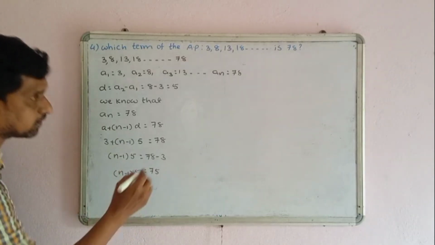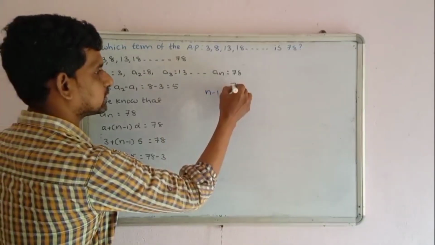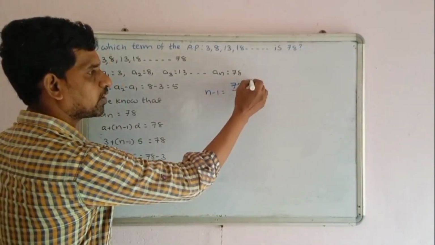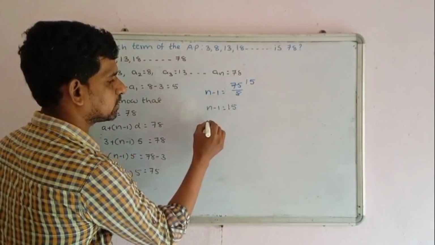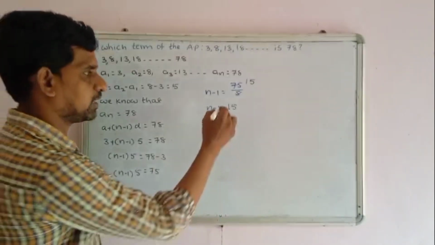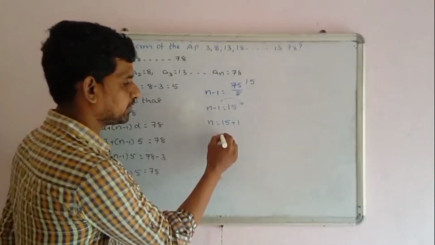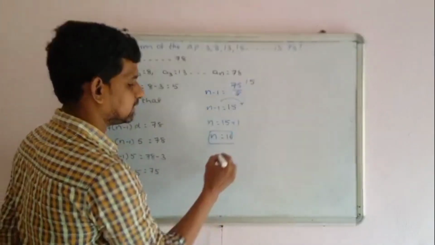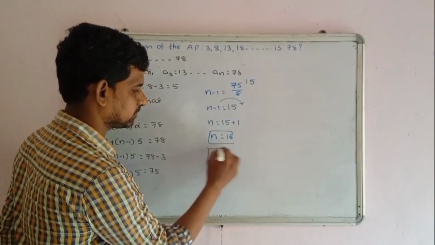So n minus 1 equals, 5 transpose to the right side, 75 by 5. 5 ones are 5, 5 5s are 25. So n minus 1 equals 15. So n equals, minus 1 transpose to the right side, plus 1. 15 plus 1 is 16. So the 16th term is 78.